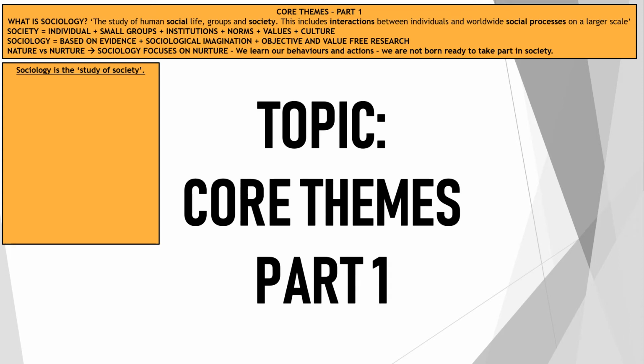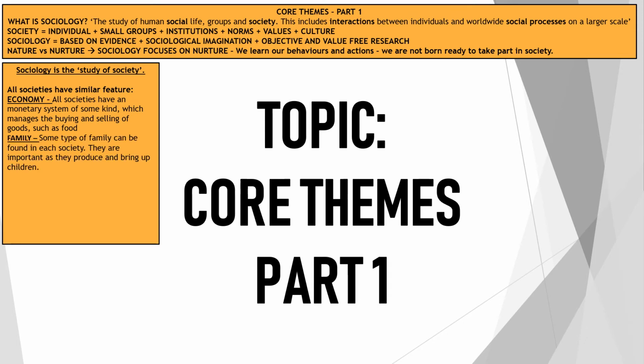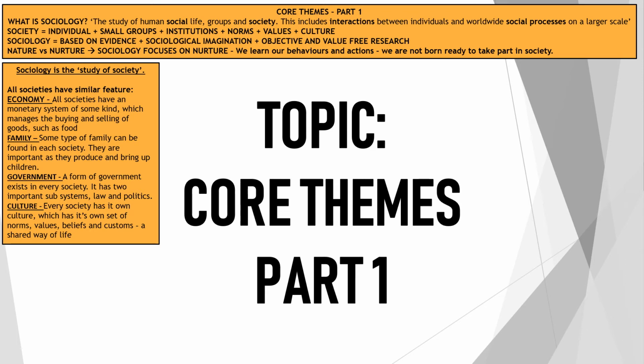So when we think about the study of sociology, what it means is that when we look at society, all societies have similar features. They all contain an economy, which is the monetary system being used by some societies. There's also a family involved where they can obviously reproduce, and the way that children are brought up. There's always a form of government which instills rules, law, order, and some kind of control. And then there's a culture which is always shared, and it's norms, values, beliefs, customs, traditions, a shared way of life. All societies on a fundamental level contain all four of these elements.